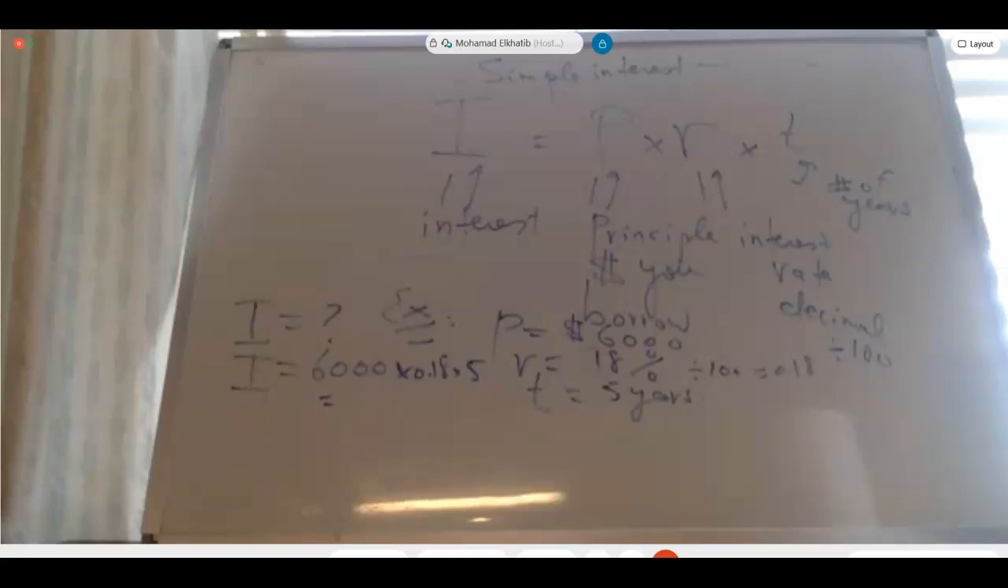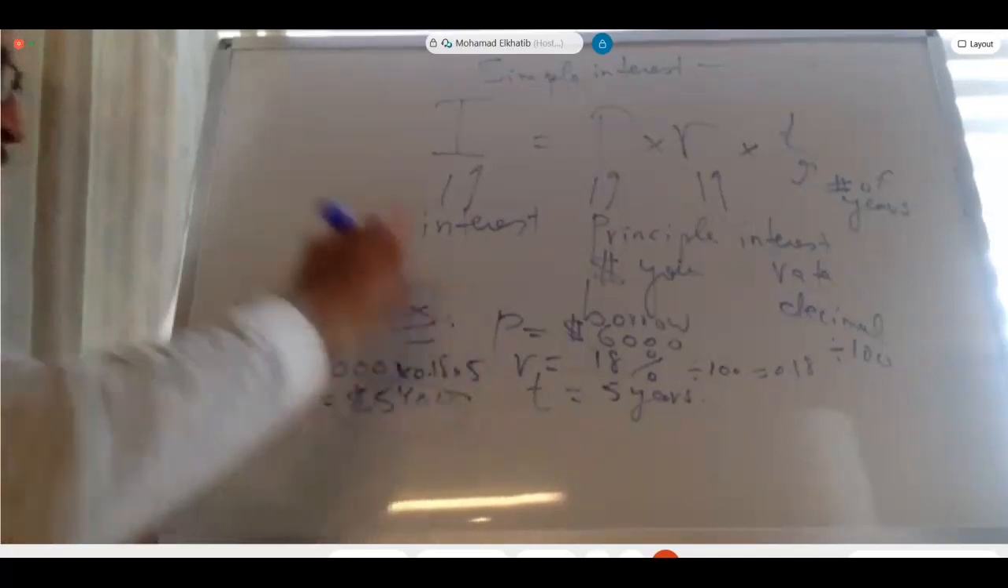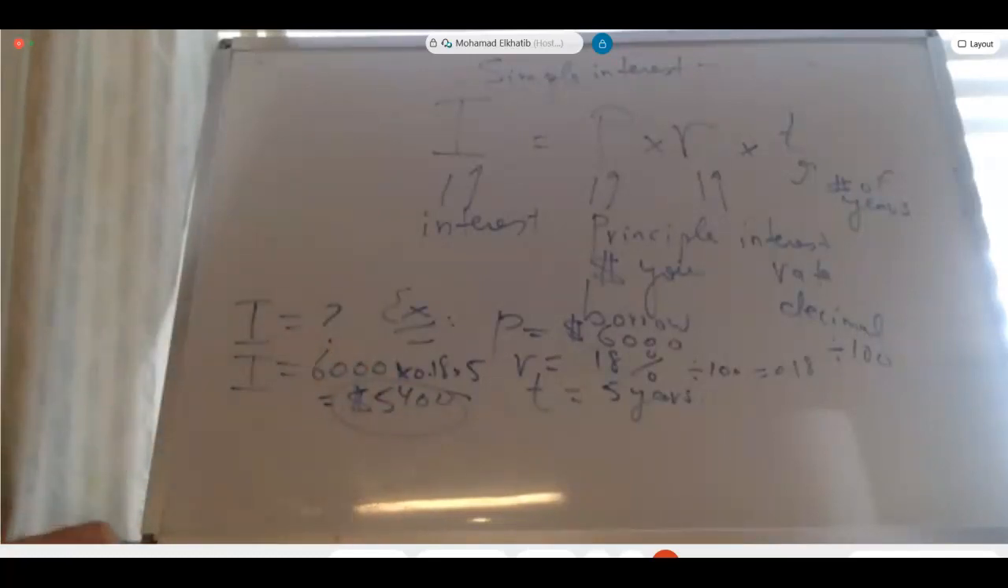So if you go to your calculator and you do 6,000 times 0.18 times 5, they're going to charge you $5,400 in interest. So they're almost going to charge you as much as the money you borrowed. See? So you borrow 6,000, they're going to charge you $5,400.